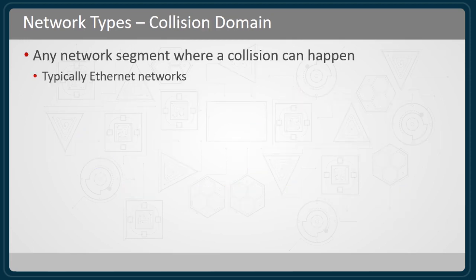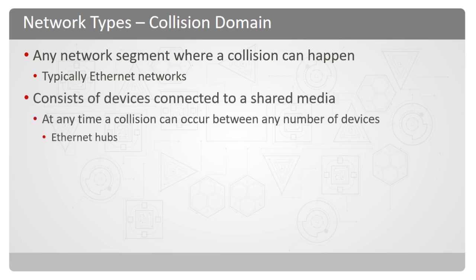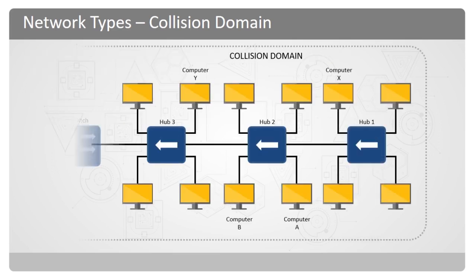Now, there is also what's known as a collision domain. And this is any network segment where a collision can happen. I'll talk about a collision in greater detail in a moment, but this is something typical to Ethernet networks. They consist of devices that are connected to a shared media, and we'll see what that looks like in a moment as well. But at any time, a collision can occur between any number of devices, particularly Ethernet hubs. So this is what the collision domain looks like.